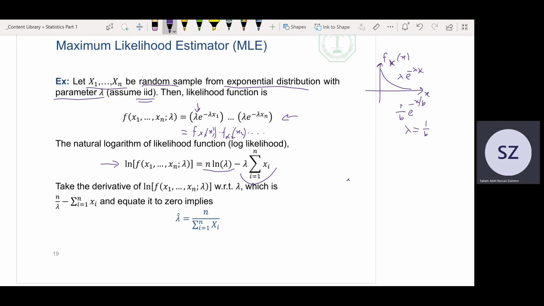Now, having taken the ln, we move on to find the derivative and equate it to 0. When you differentiate this with respect to lambda, what do you get? Differentiating the first part, you get n over lambda. And differentiating the second, you get the summation, right? You equate this to 0. So n over lambda minus the summation equals 0, so n over lambda equals the summation, which means that lambda equals n divided by the summation. And we call this lambda hat.